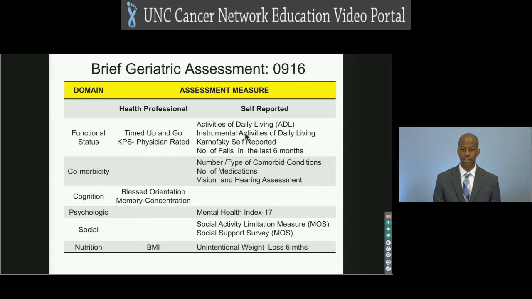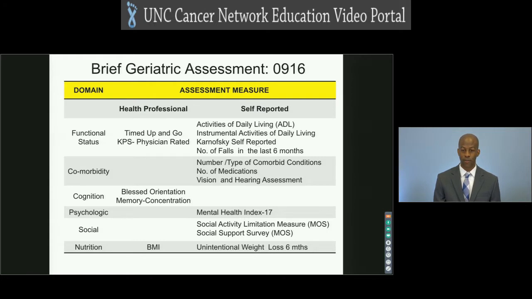In addition to that, there are all these self-reported measures of functional status, such as activities of daily living and instrumental activities of daily living, ability to get dressed, put your clothes on, go to the bathroom, ability to use public transport, manage your finances, drive, those kind of things.